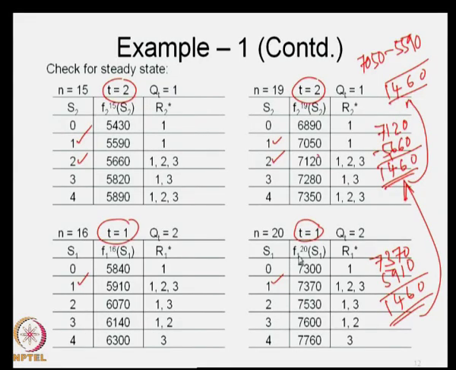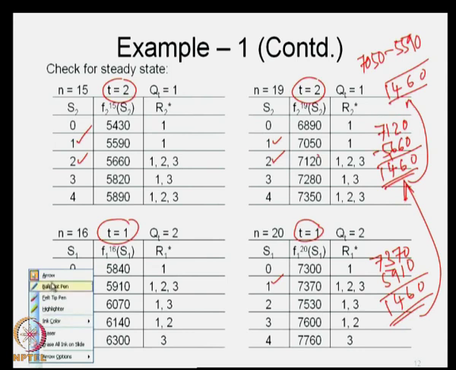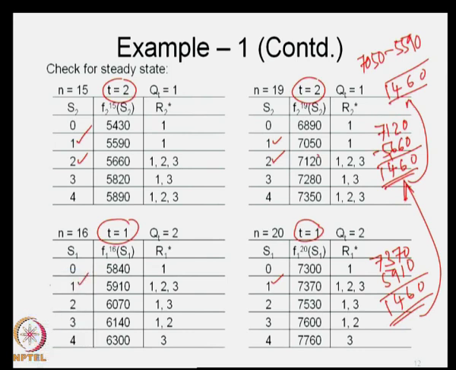For t is equal to 1, if you specify the storage, you follow this particular policy as is shown here. So, let us say that the stationary policy for t is equal to 1 is: if S1 is equal to 0, R1 is 1. If S1 is equal to 1, R1 can be either 1, 2 or 3. If S1 is equal to 2, R1 can be 1 or 3. If S1 is equal to 3, 1 and 2 and so on. So, this is for t is equal to 1.